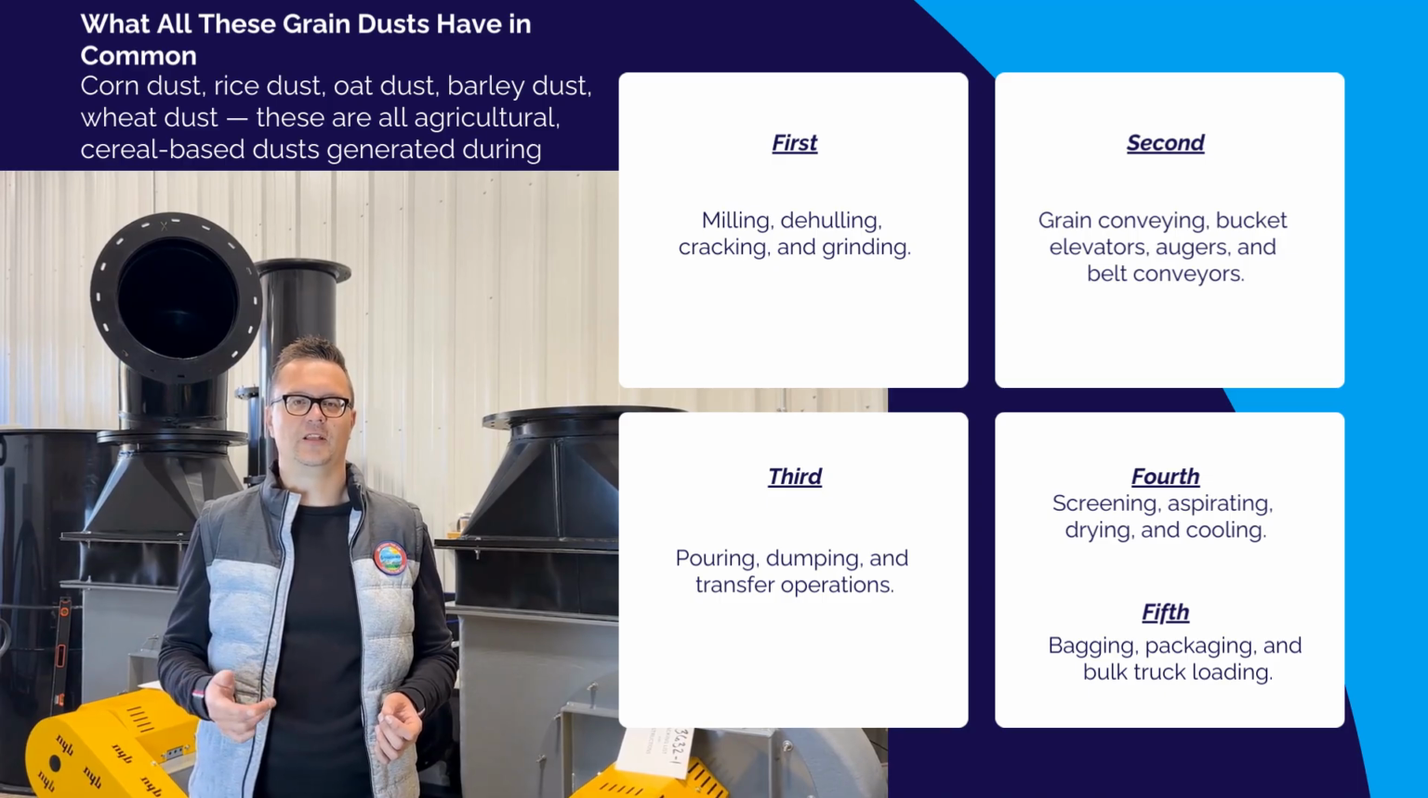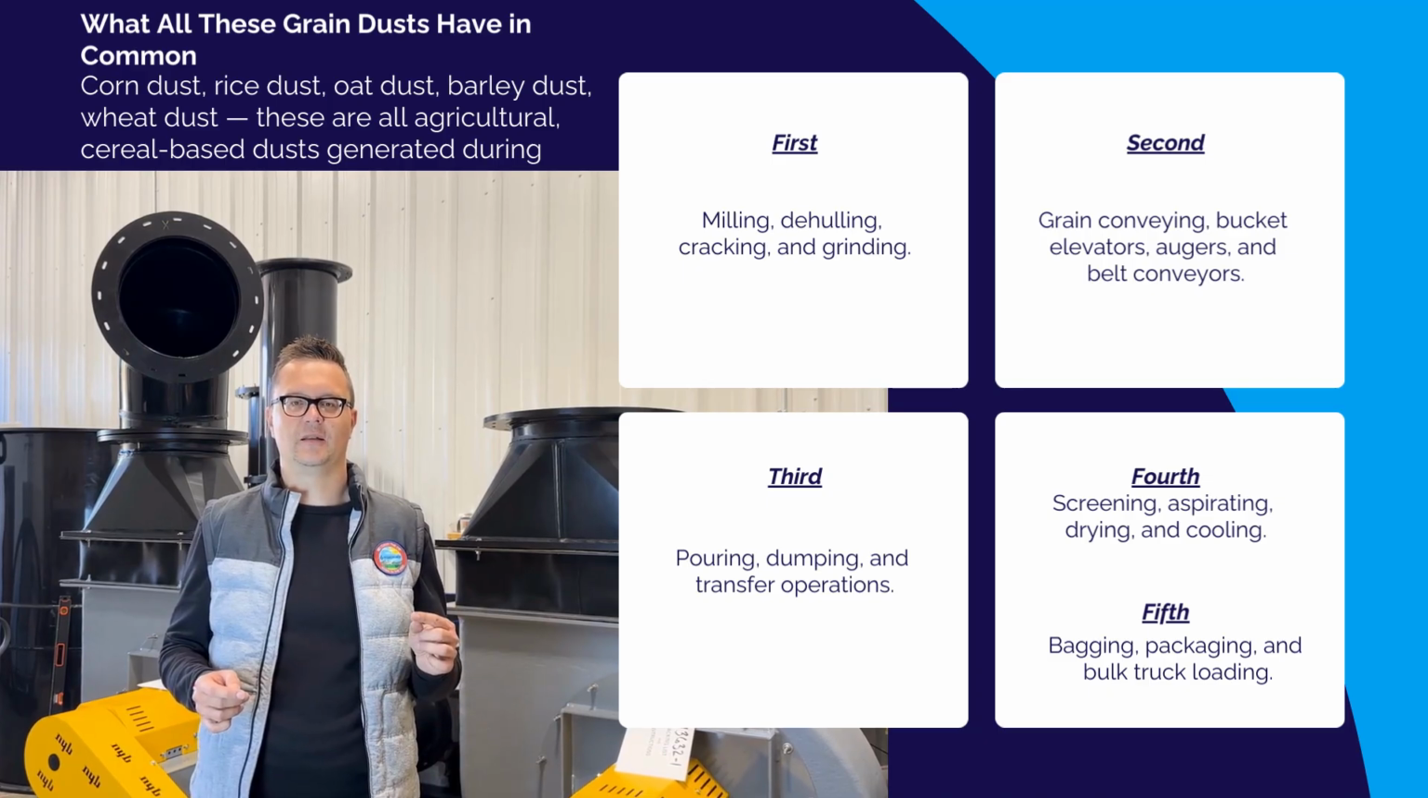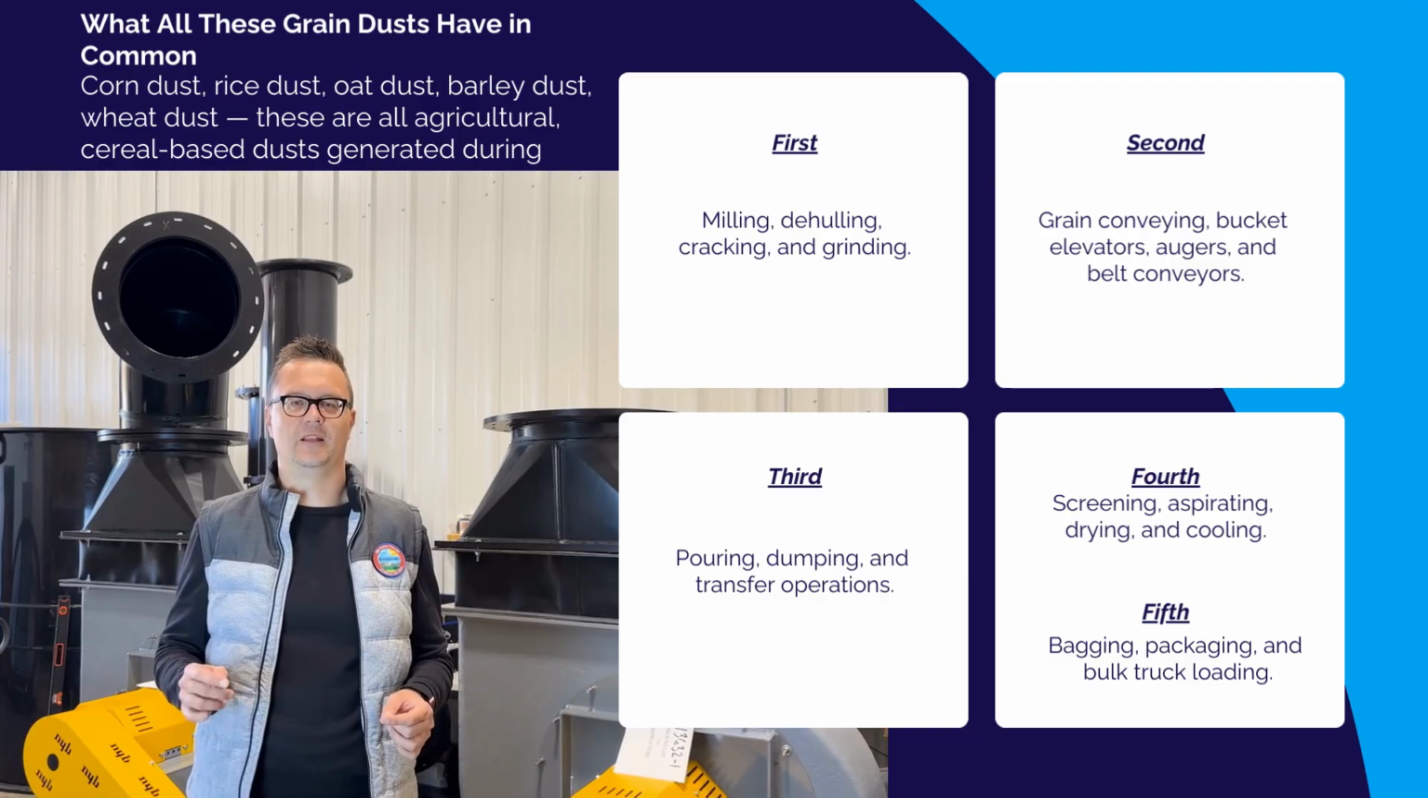Although each grain differs chemically, all cereal dusts share the same engineering challenges. First, they are organic and fully combustible. Second, they form explosive dust clouds easily. Third, they are lightweight and highly airborne. Fourth, they absorb moisture and become sticky inside ducts. Fifth, they contain starches that burn rapidly and violently. This is why grain dust is classified as a high-risk industrial dust.